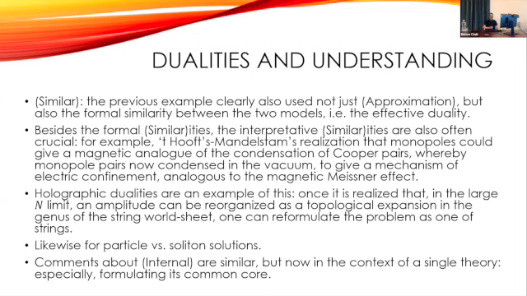So besides the formal similarities, we have interpretative similarities. For example, the Mandelstam realization that monopoles could give a magnetic analog of condensation of Cooper pairs. We already discussed this case for confinement. Holographic dualities are also an example of this, because once you realize that there is this formal similarity, then you can use topological expansion to do actual calculations in Yang-Mills theory using string theory. And likewise for cases like particle versus soliton dualities. So this is a case where dualities contribute to similarity.